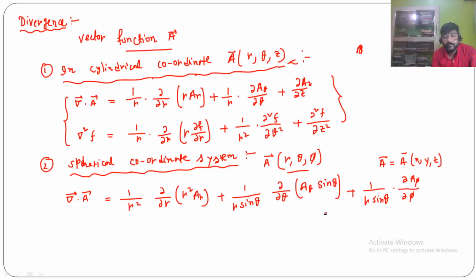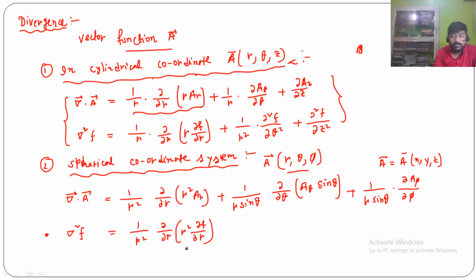So this will be the thing, and the next operation is del square f. This is more important actually. You have to remember this del square, or at least the first term, the r dependency. It will be more useful. So del square f will be 1 by r square del by del r of r square del f by del r.